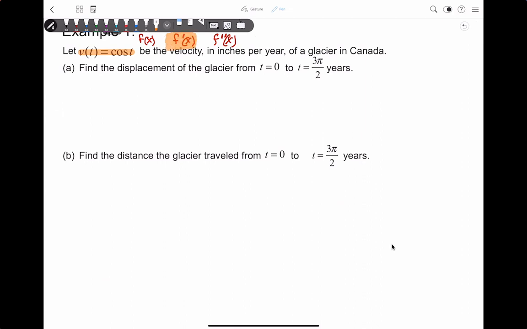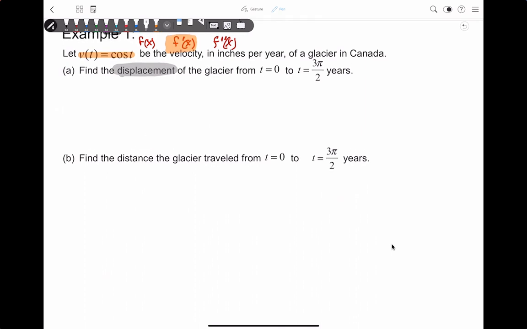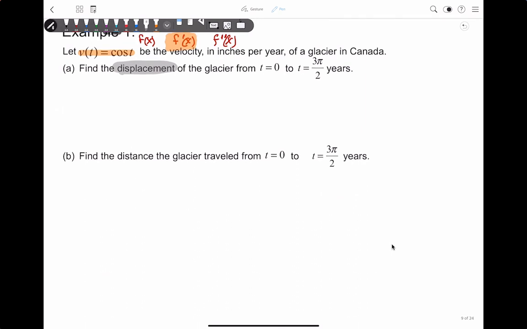And what we're going to do is find the displacement, or change in position, of the glacier between these two times. Okay, so I have specific times that I'm given, and again, we're looking for displacement. So let's look at the low time of 0 and then the high time of 3.5, and this is in years.